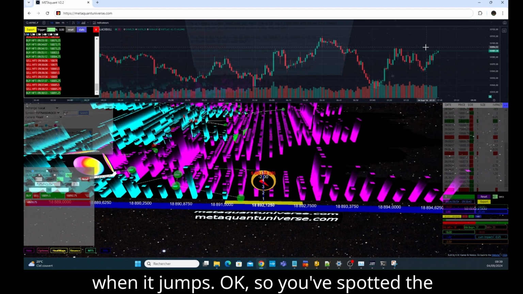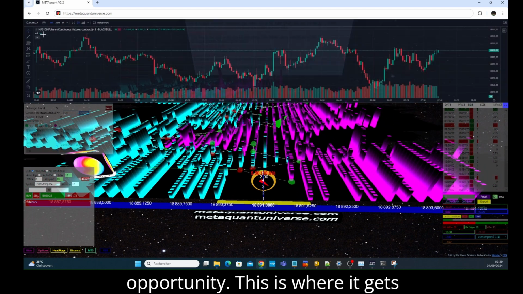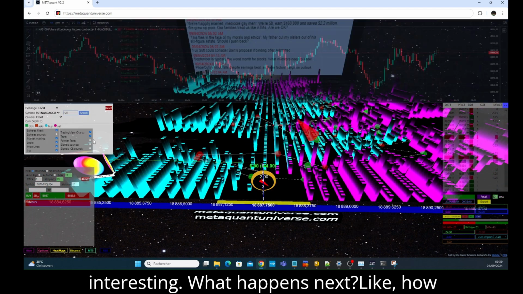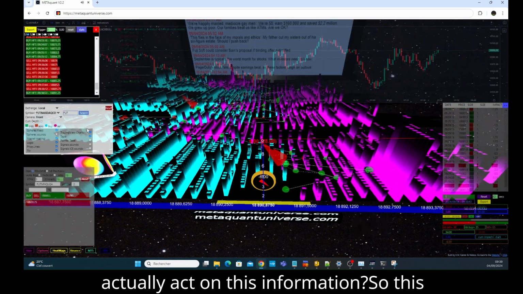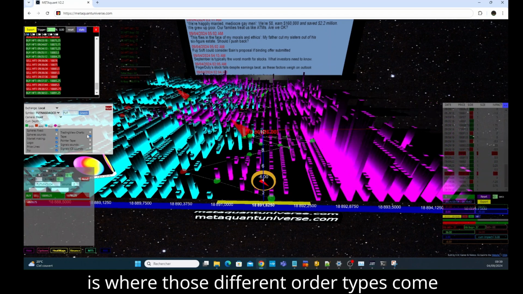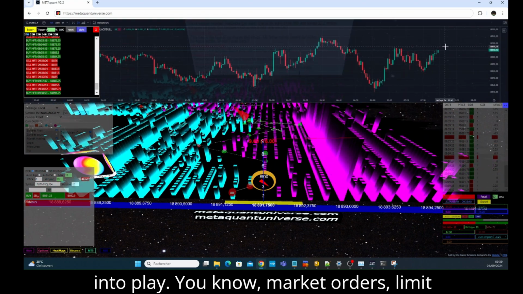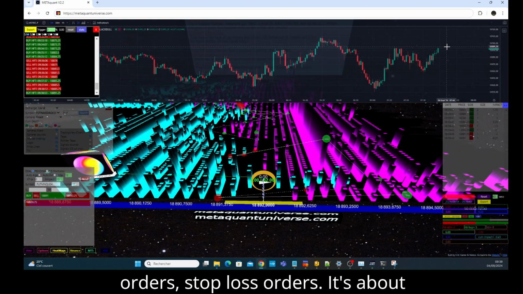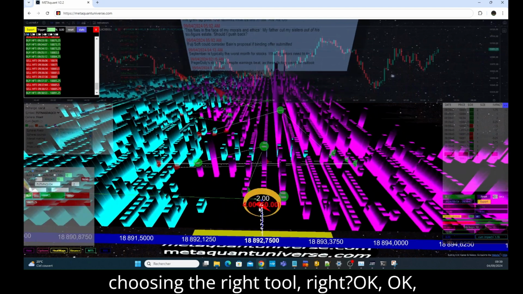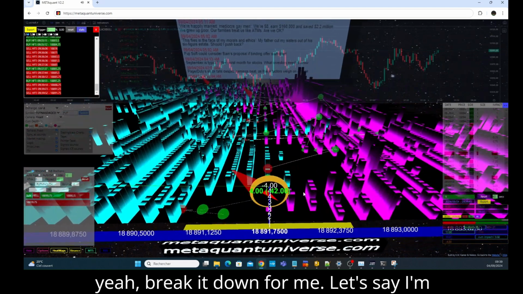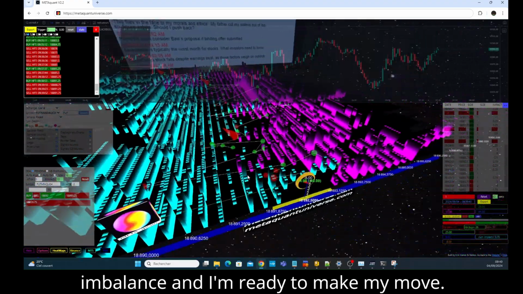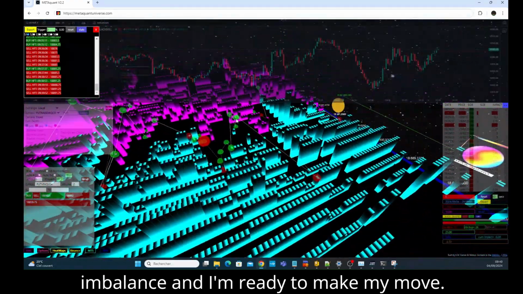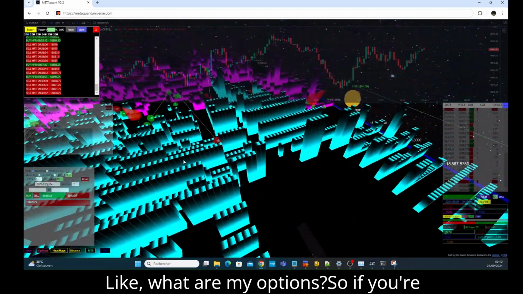Okay, so you've spotted the imbalance, you've spotted the potential opportunity. This is where it gets interesting. What happens next? How do you make a move? How does a scalper actually act on this information? This is where those different order types come into play: market orders, limit orders, stop loss orders. It's about choosing the right tool. Right. Okay, break it down for me. Let's say I'm staring at this beautiful order imbalance and I'm ready to make my move. What are my options?